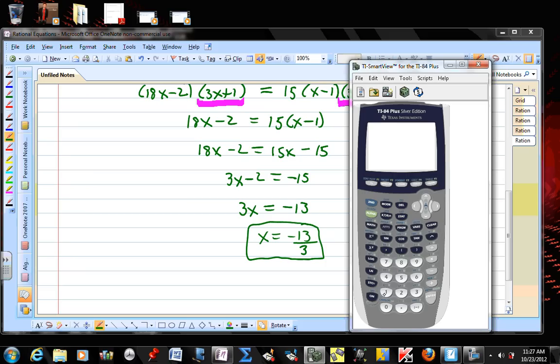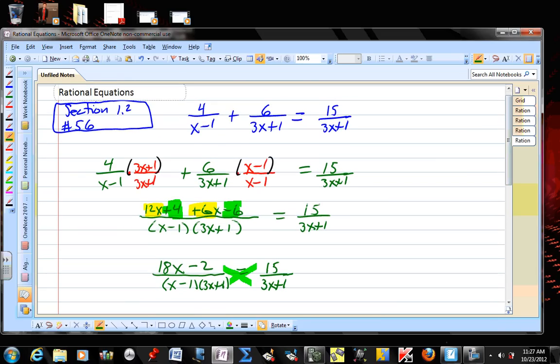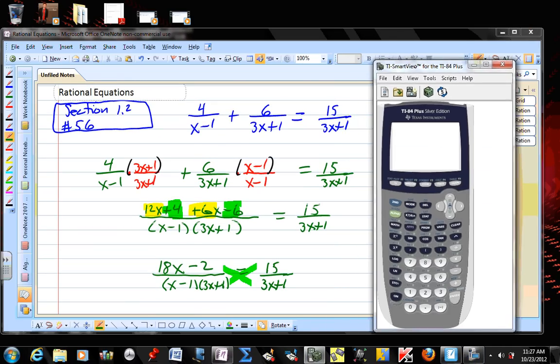Sorry, let me go a little slower. Negative 13/3. Right above the on button is the store button. We can press store, and we can put this in any variable we want. We can use X because X is easy to access. So now every time we type the letter X on our calculator on the home screen, our calculator is going to interpret that as we're typing negative 13/3. So now let's go back up to the original problem and see what we get.